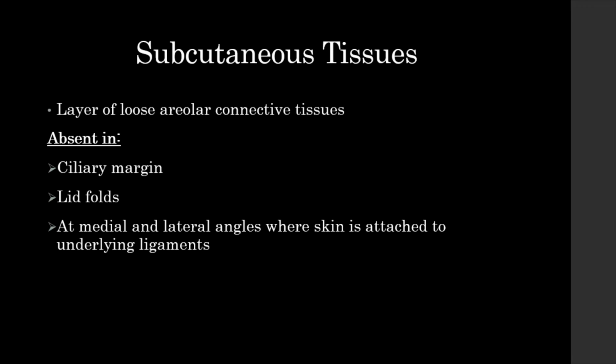Subcutaneous tissue: there is a layer of loose areolar tissue, and it is completely devoid of fat. But this layer is absent in regions like the ciliary margin, lid folds, and at the medial and lateral angles, where the skin is attached to the underlying ligaments. Hence, blood and fluid can easily collect here and get distended.